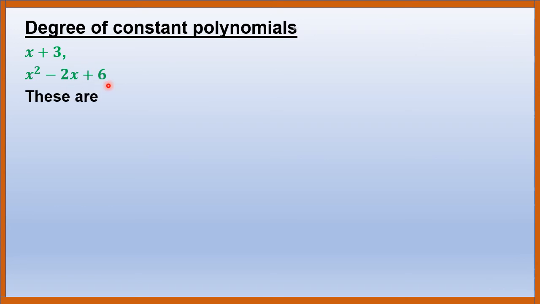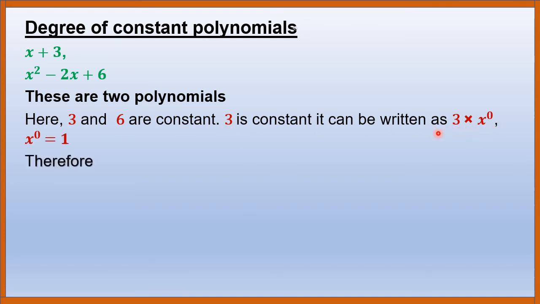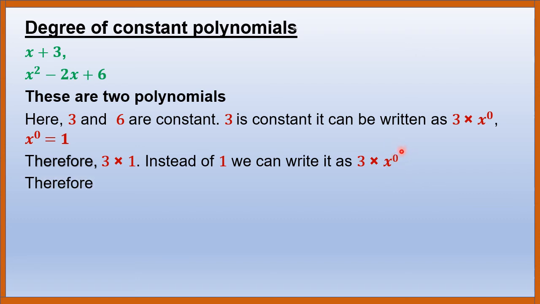The degree of constant polynomials. X plus 3, x square minus 2x plus 6. These are two polynomials. Here 3 and 6 are constant, right? 3 is constant. It can be written as 3 into x raised to 0. X raised to 0 is equal to 1. Therefore, 3 into 1, instead of 1 we can write it as 3 into x raised to 0. Therefore, degree of this term is 0, right?